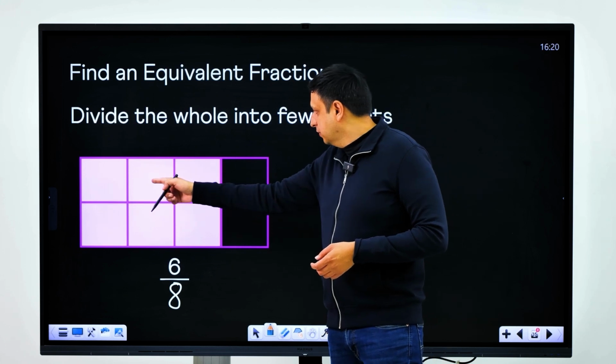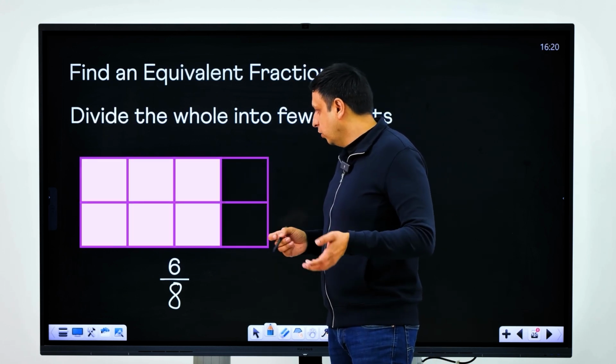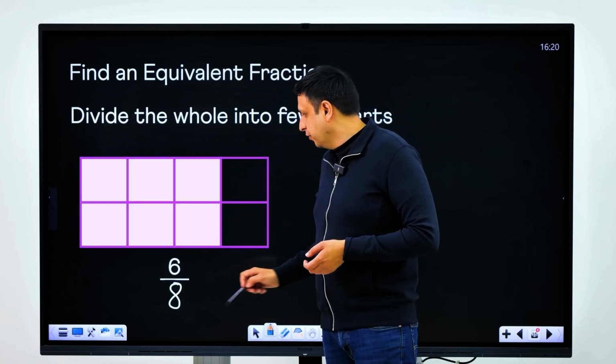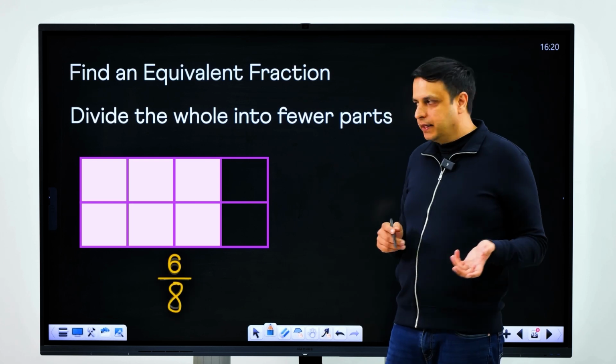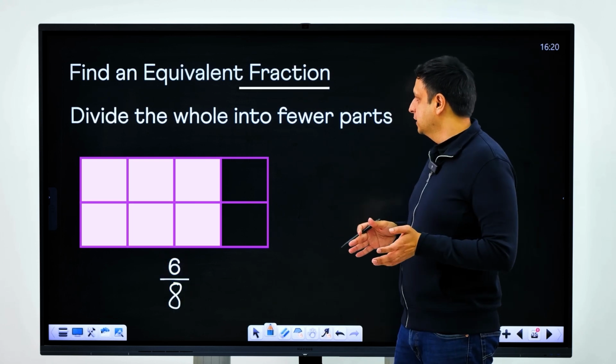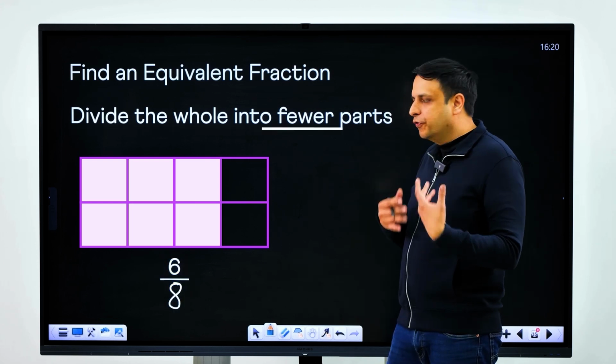So right now we have the whole divided into 8 equal parts, 6 of them are shaded, and therefore we have the fraction 6 over 8. But how can we find an equivalent fraction? By dividing the whole into fewer parts.